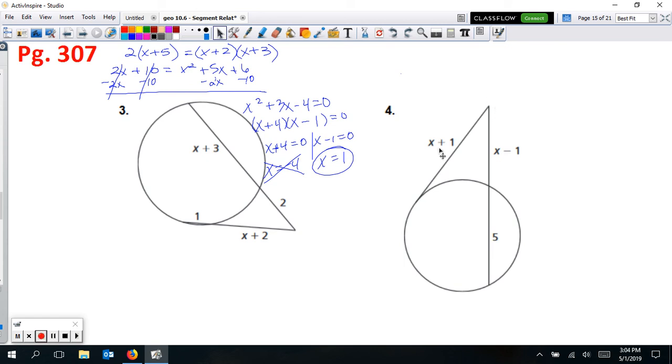So we can say that the tangent segment is going to be multiplying itself. So x plus 1 squared. That's the same thing almost as doing them times each other, or x plus 1 times another x plus 1. On this side, it's going to now be equal to the external part, this x minus 1, times the whole thing. So we're going to combine like terms here with negative 1 and 5. That makes x plus 4.